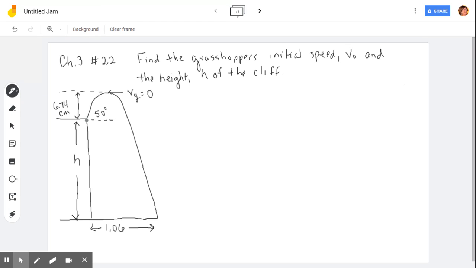So the grasshopper jumps off the cliff at an angle of 50 degrees, reaches a maximum height of 6.74 centimeters, and then eventually lands 1.06 meters, and this was meters, from the base of the cliff. All right, let's work it again. Our process was right in class, but let's do it with the right numbers.